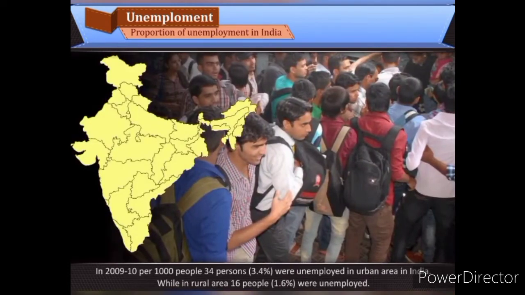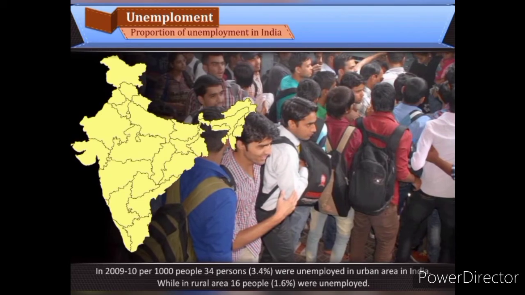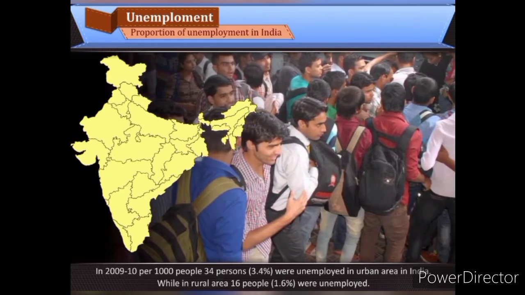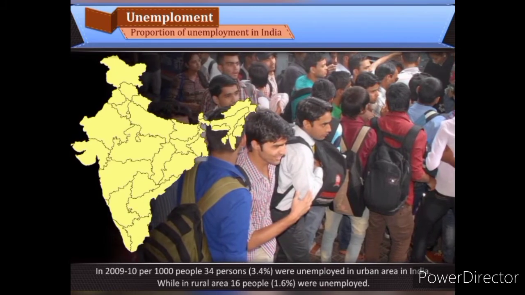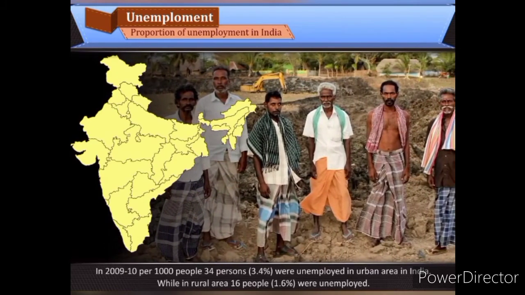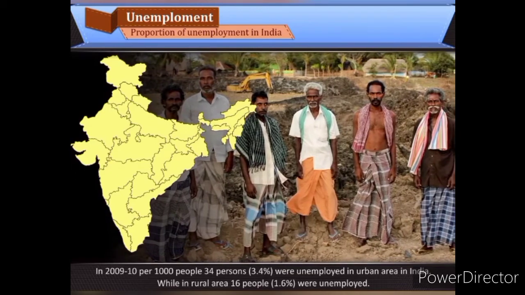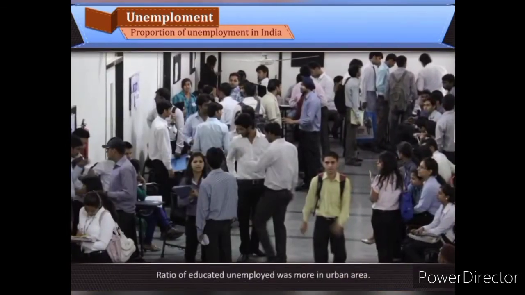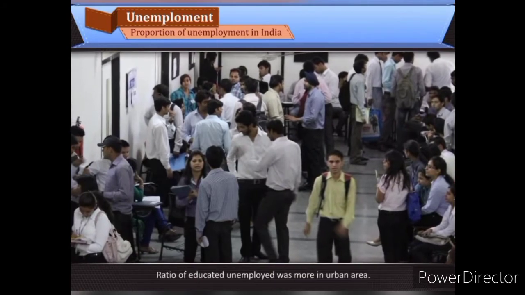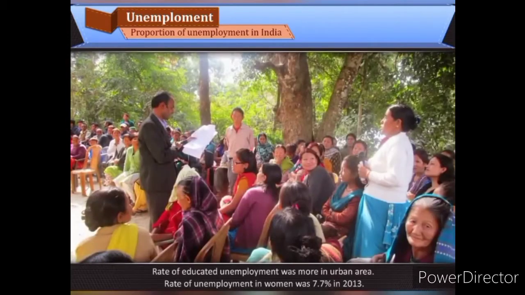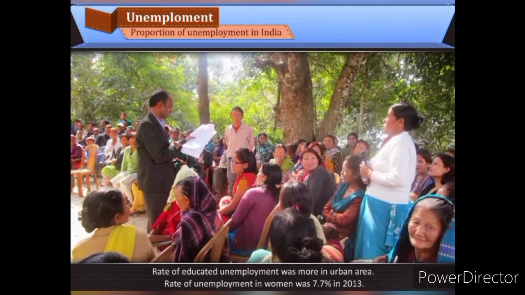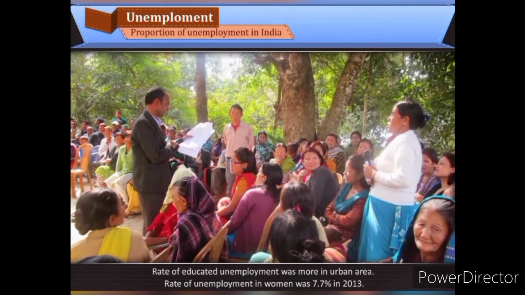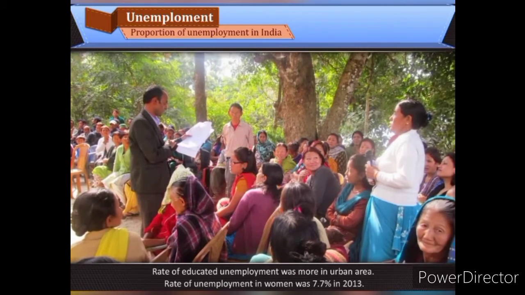In 2009-10, per 1,000 people, 34 persons, 3.4% were unemployed in urban areas in India, while in rural areas, 16 people, 1.6% were unemployed. The ratio of educated unemployed was more in urban areas. The rate of educated unemployment was more in urban areas. The rate of unemployment in women was 7.7% in 2013.